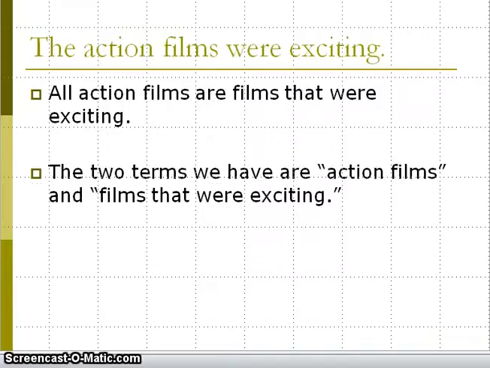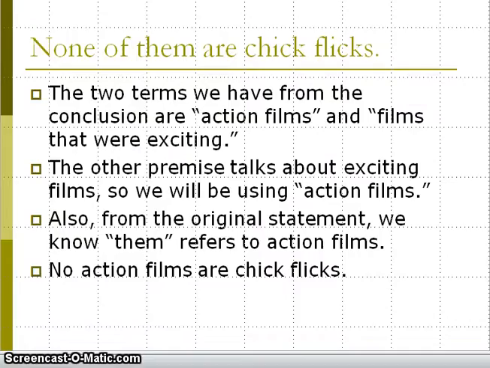The action films were exciting, so we're going to say that all action films are films that were exciting. We've got to make sure we give it a noun. We can't just use an adjective, like "films that were exciting" alone. We've got to make sure we put a subject in there. So all action films are films that were exciting. Now we have two terms: action films and films that were exciting.